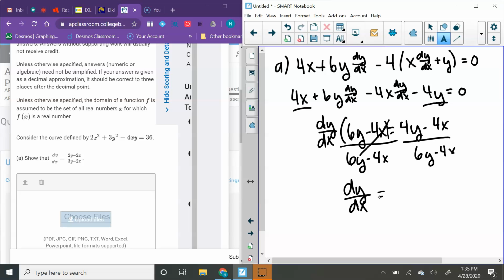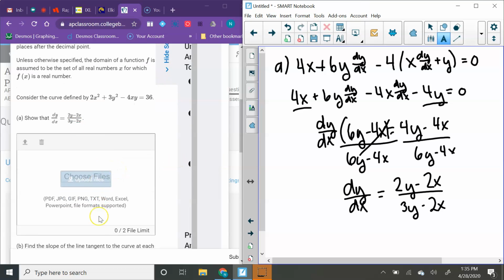And if they had not told us what our answer is supposed to be, we could have left it like that. But if you look at your answer over here, you're supposed to have 2y, 2x, 3y, and 2x. All of these numbers right here are divisible by 2. So you need to reduce them. So you got 2y minus 2x over 3y minus 2x, like so. And so we have shown that that derivative is equal there. Again, always make sure it matches perfectly.